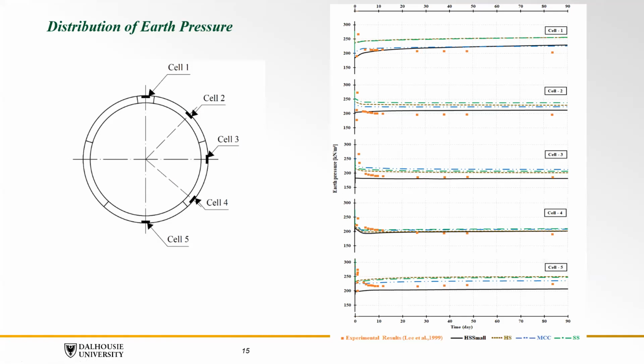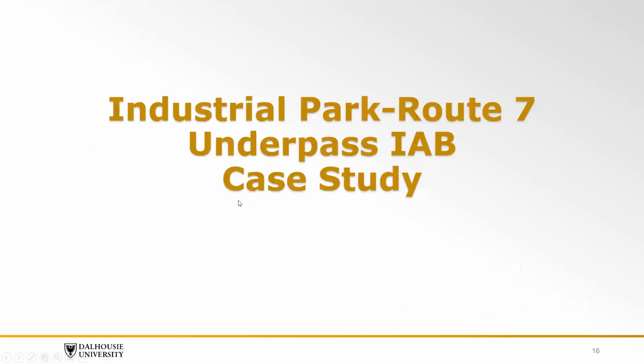This is tunneling in very soft soil, so everybody who works in tunnels knows that this is a very challenging problem. However, the power of soil structure interaction, and the use of an appropriate soil model, was able to help us predict the results very nicely. Okay, so let's move to the second part of this lecture, which is considering the Industrial Park Route 7 underpass integral abutment bridge case study here in New Brunswick.